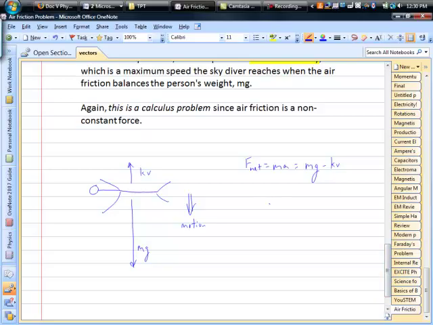We can solve this for acceleration if we wanted to. If we divide through by the mass, then we'd have the acceleration of gravity minus the second term, k over m. These are constants times the velocity. So it's a non-constant acceleration. We have no choice but to do calculus if we want to figure out what happens to this person as a function of time, as your clock is ticking.